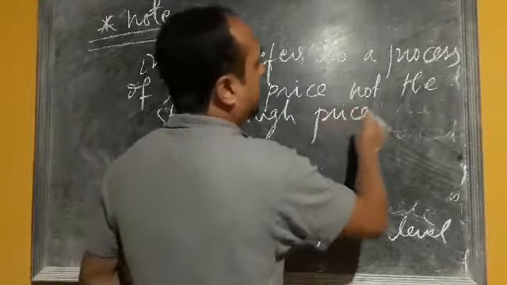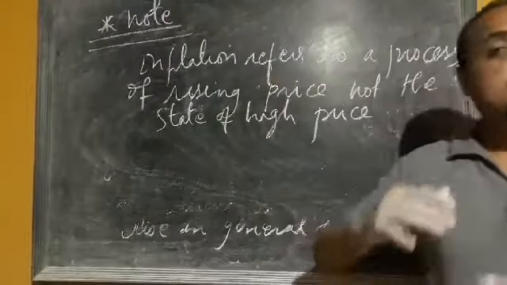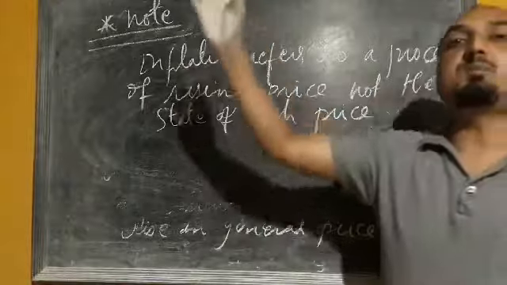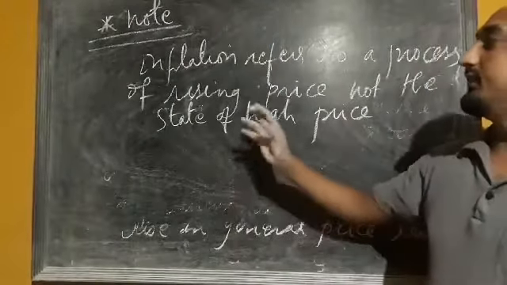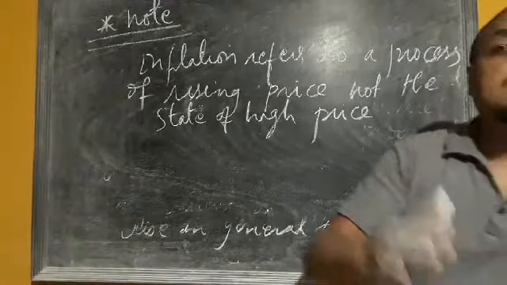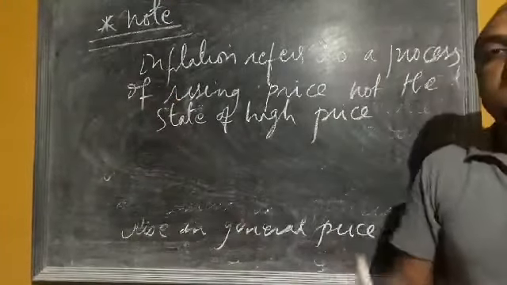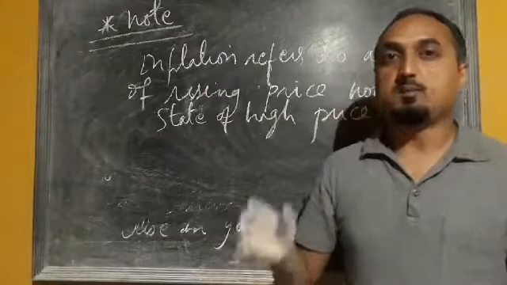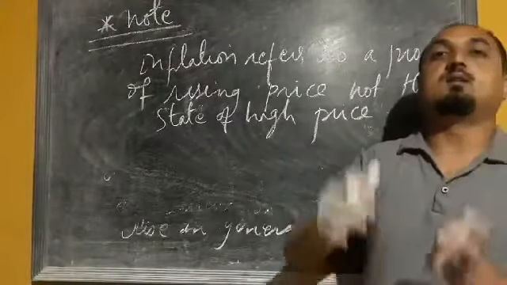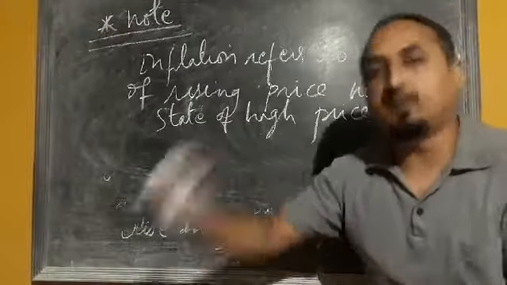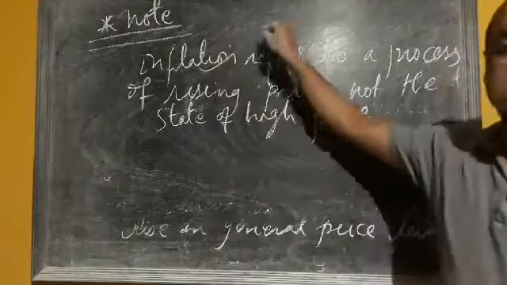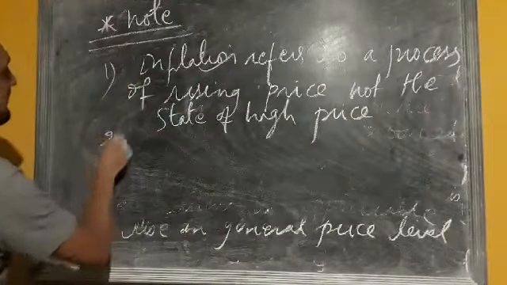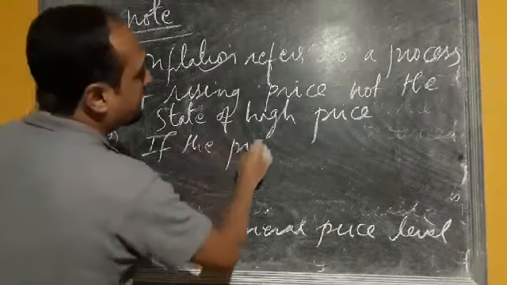The meaning is that if the price of one commodity increases or is very high, that high price cannot be considered as inflation. Inflation refers to the process of continuous rise in the price level. That means if the price increases once in a year, that cannot be considered as inflation. But if the price keeps rising every month or every week, then that can be considered as inflation.